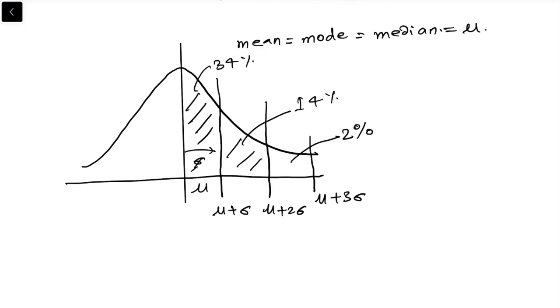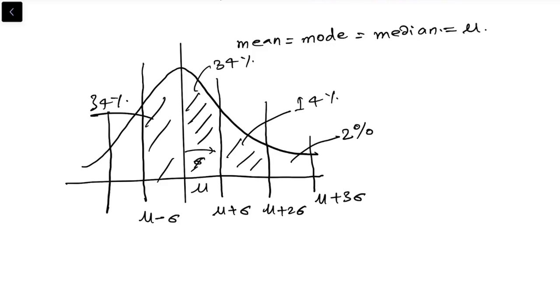Okay, and if we move one more sigma, say this is mu plus 3 sigma, then this area is approximately 2%. Okay, and similarly on the left side, if you move minus sigma, then this is mu minus sigma, this area is 34%, and mu minus 2 sigma, this is 14%, and then mu minus 3 sigma, this is 2%. So this is called 6 sigma rule. All right, now this is sometimes very useful.